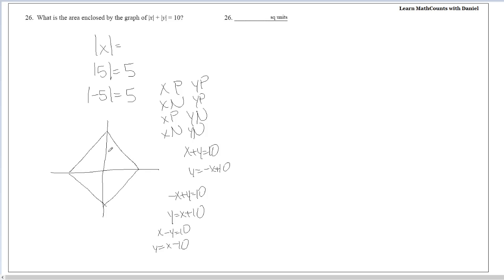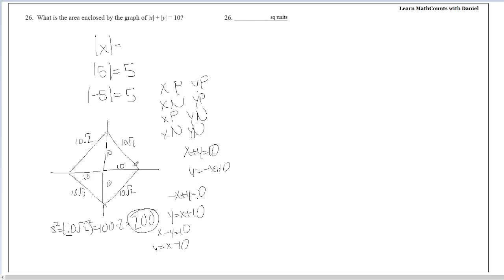So then, you can see that each of these is 10. If we plug in 0 for one value, the other will end up being 10, or negative 10. Because these are right triangles with two side lengths of length 10, these sides must be length 10 root 2. This is a square, in case you haven't noticed. Because we want the area of a square, the area will be the side length squared, which is 10 root 2 squared, which is 100 times 2, or 200. So the area of this square is 200.